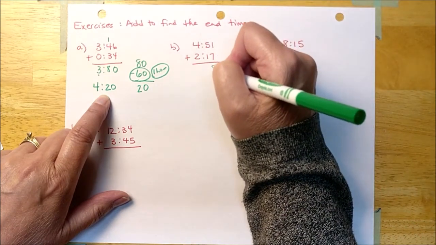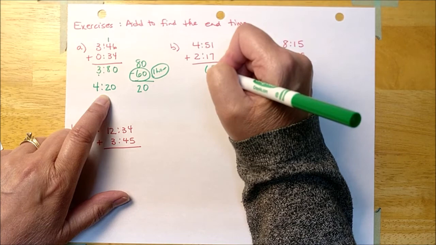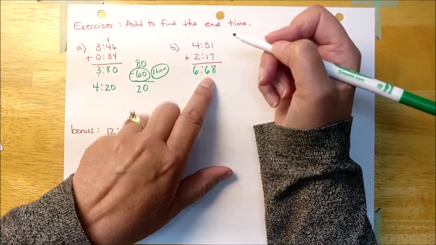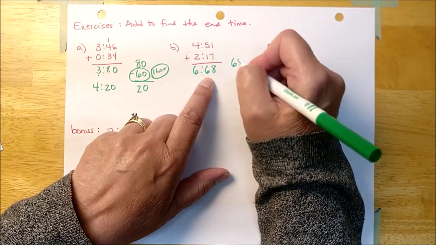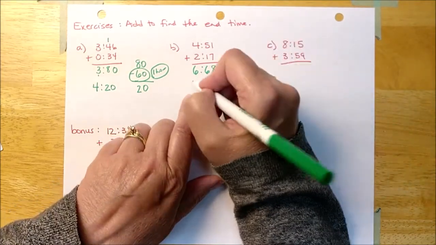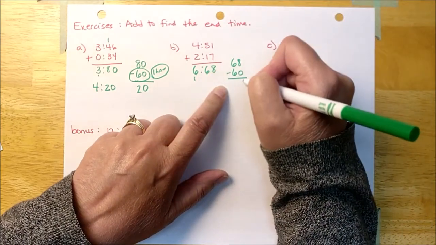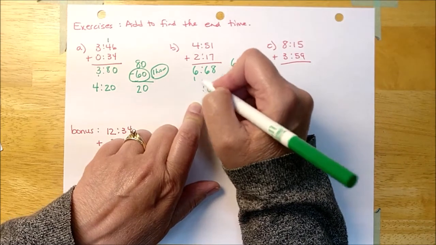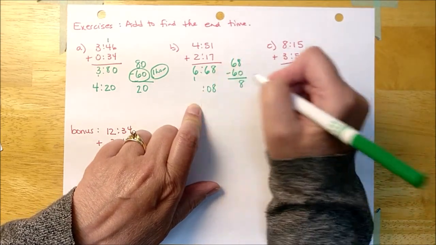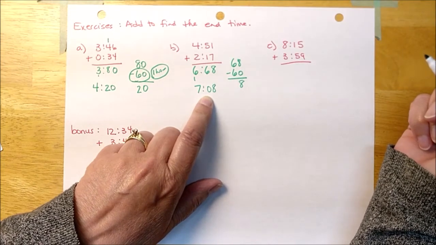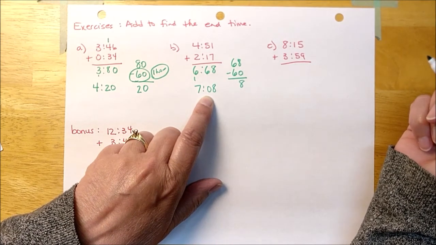1 and 7 is 8. 5 and 1 is 6. And 6. Oh, that one's just over an hour. So I'm going to take my minutes. I'm going to subtract 60, which is my hour. So now I have an hour to add over there. And I'm left with 8. So now I have 8 minutes left, and I have my 6 plus that extra hour I took away. So I finished at 7:08. Hope you got that one too.